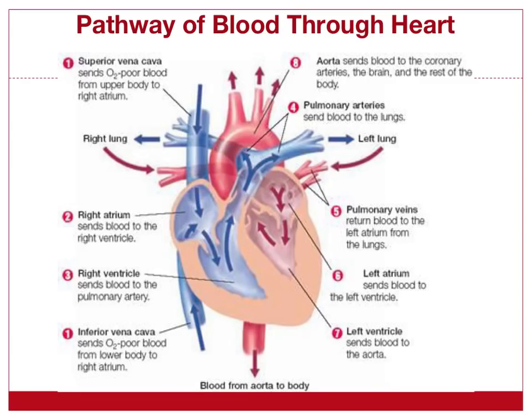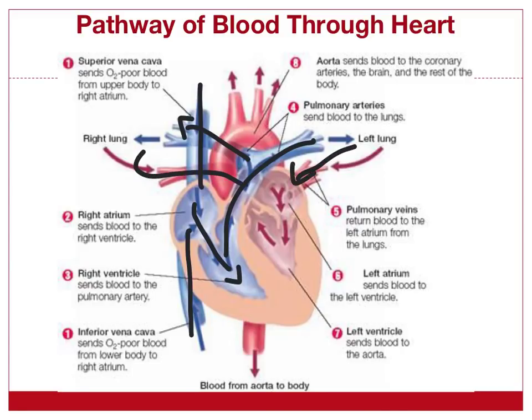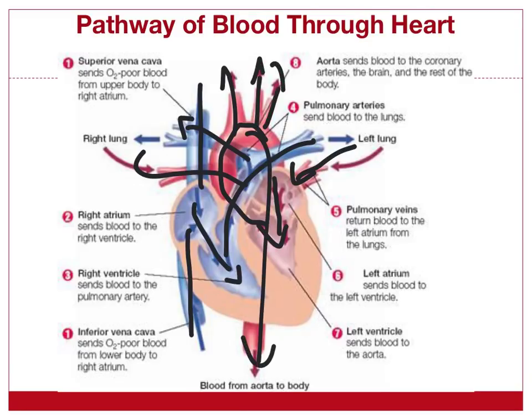So to summarize, we have blood coming in via the inferior and superior vena cava into the right atrium, where it goes down to the right ventricle and out the pulmonary artery, where we go to the left and right lung. Blood returns via the pulmonary veins. After being oxygenated, it goes into the left atrium, left ventricle, and then out the aorta to the top half of the body, up this way, and the bottom half of the body, down that way.